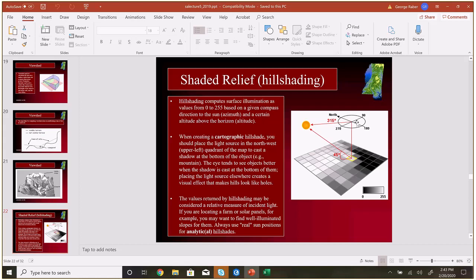It can get directly overhead, but actually it can't get directly overhead, but it gets really, really close, right? So if you're on the tropic lines, it'll get directly overhead. In other words, it'll rise from directly in the east and set directly in the west and go right above your head. But in the northern hemisphere, north of the tropic, it'll just get close, but it'll always stay in the southern sky. And in the wintertime, it rises in the southeast and sets in the southwest.